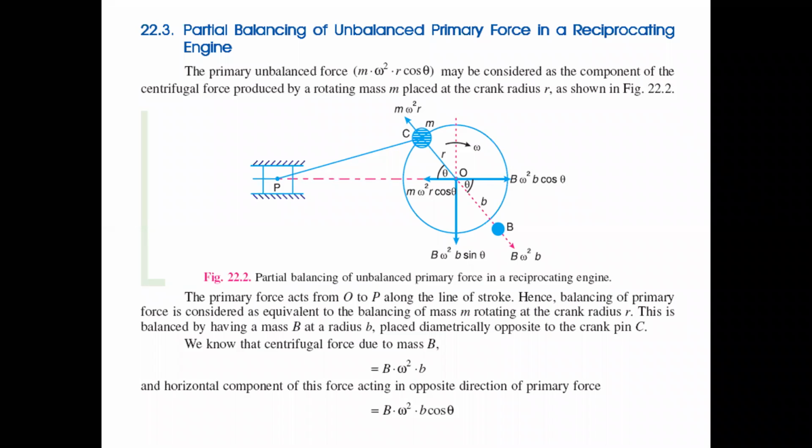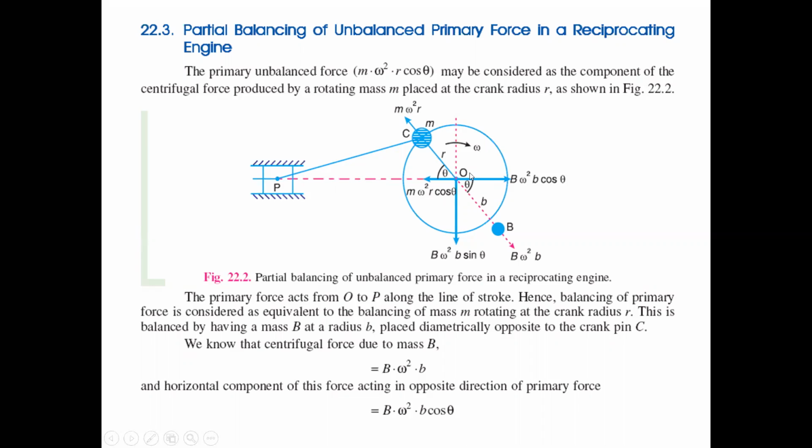The crank, for example, carries some mass. That mass value is m. While it is rotating, the centrifugal force will occur due to our mass. That is m omega square r. So that is the force, and it is represented here as m omega square r at the crank pin.